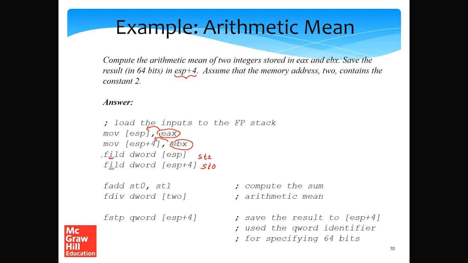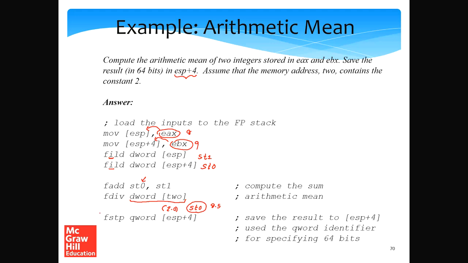Alright, let's go ahead. Let's compute the sum of st0 and st1, and so the result will get saved in st0. And let us divide the contents of st0 by whatever is stored in the memory location 2. What is stored there is 2.0. So let us divide it, and the final result is there in st0. So let's consider an example. If EAX contained 8 and EBX contained 9, the arithmetic mean of 8 and 9 is 8.5. So 8.5 is stored in st0.